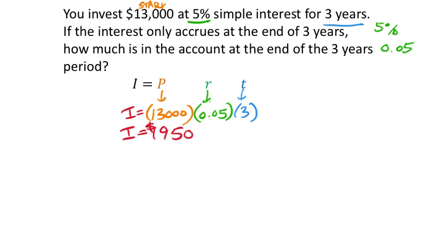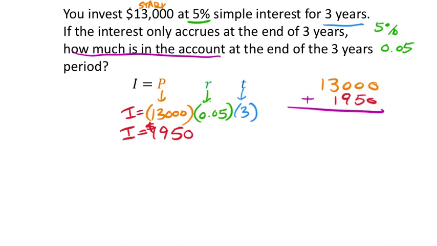Once again, this one was asking specifically for the amount in the account after the 3 years. So we're going to take the principal, which was $13,000, and then add the interest of $1,950. When we get these added, we will know how much is in the account after 3 years. So 0 plus 0 is 0, 0 plus 5 is 5. You could put this in the calculator as well. $14,950. That is how much is in the account after the 3 years.